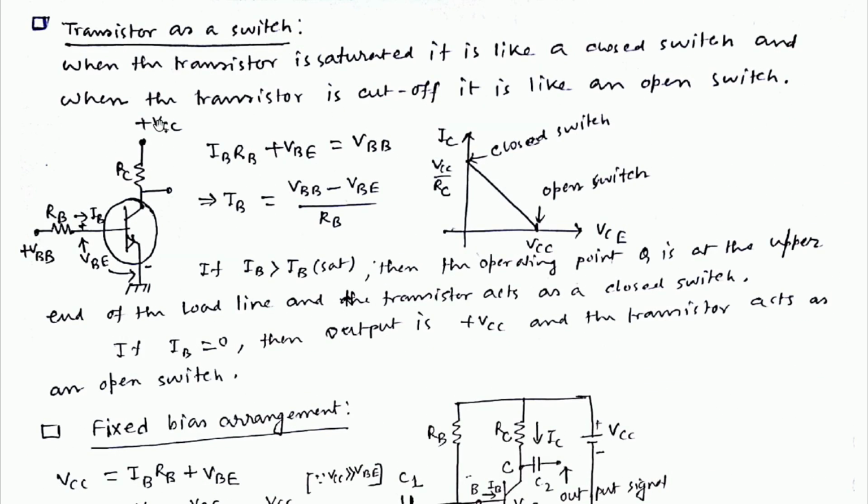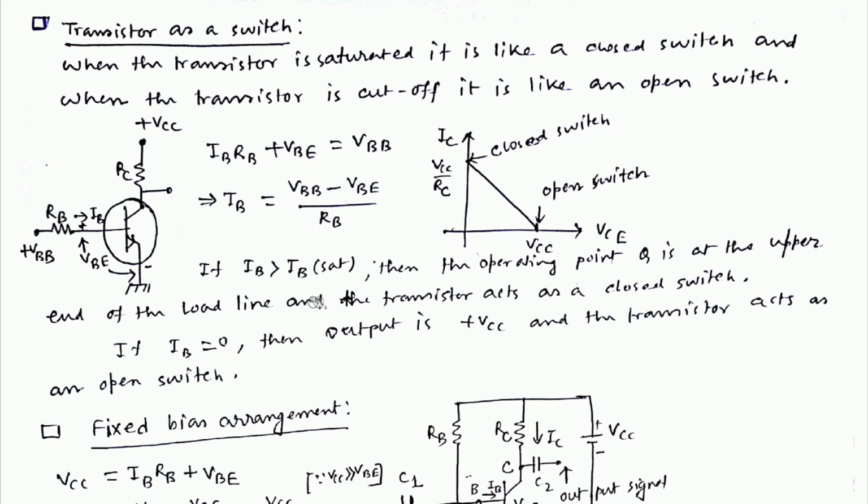Transistor as a switch. When the transistor is saturated, it is like a closed switch, and when the transistor is cut off, it is like an open switch. Okay, so this is the transistor as a switch. If you are asked to show how a transistor acts as a switch, then you should show this type of diagram. In some interviews, I was asked this question: transistor as a switch, how can you explain that? So from this you can see that this is a closed switch, this is an open switch.